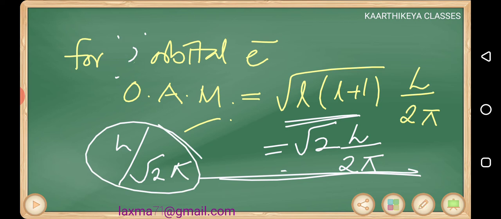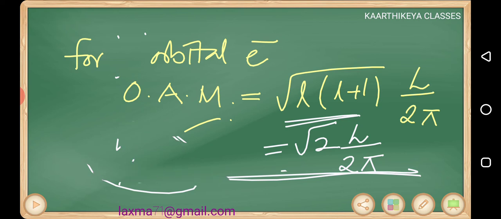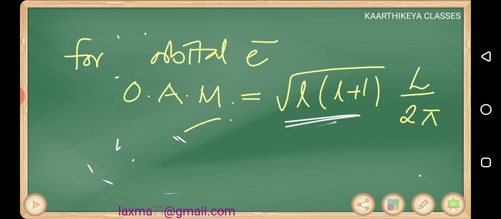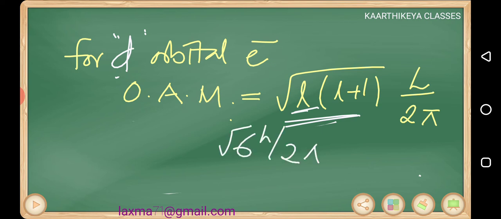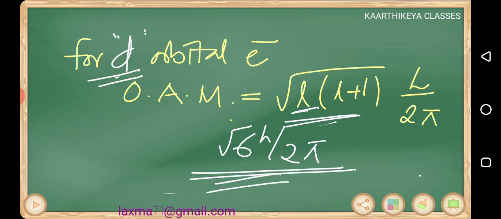For d orbital electrons, how are you going to say it? If they are asking about the d orbital electron, for d orbital the L value is 2, so 2 into 2 plus 1, so root 6 h by 2 pi. F orbital also they can ask, but most of the time they will ask you either d orbital or s orbital. S orbital is 0 and d orbital is root 6 h by 2 pi. This is orbital angular momentum. Shapes of the orbitals and orbital angular momentum are explained by Sommerfeld in terms of the azimuthal quantum number.